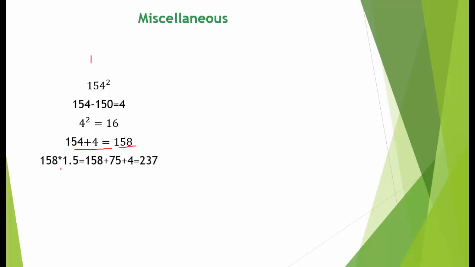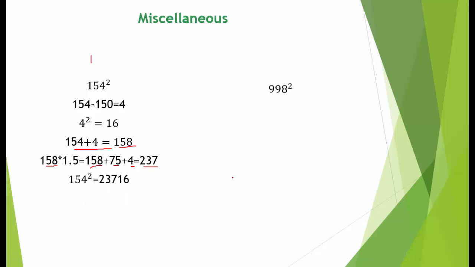Now you do not have to solve this fully. How is 1.5 solved? Take 158 as it is. Now half of 150 is 75 and half of 8 is 4. Now add, this will become 237. So the square will be 23716.